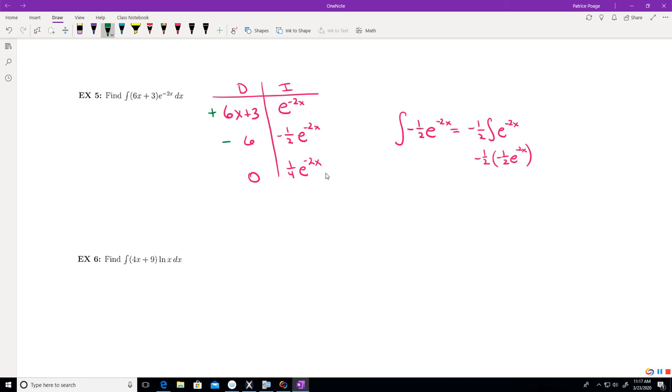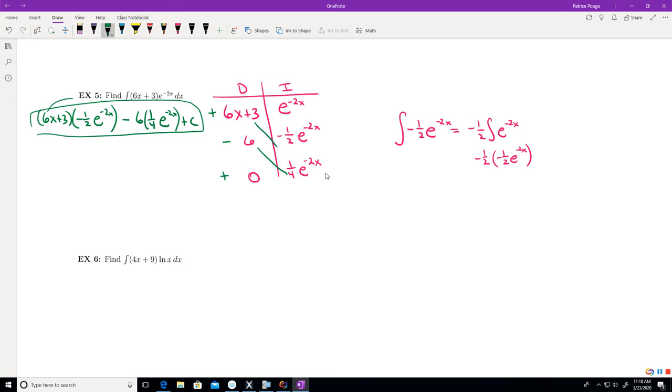Do your positive, negative, positive diagonals. So we're going to have a positive 6x plus 3 times negative half e to the negative 2x minus 6 times 1/4 e to the negative 2x plus c. So if it's making you reduce this, I mean, that's a great answer. Boom. Love it.